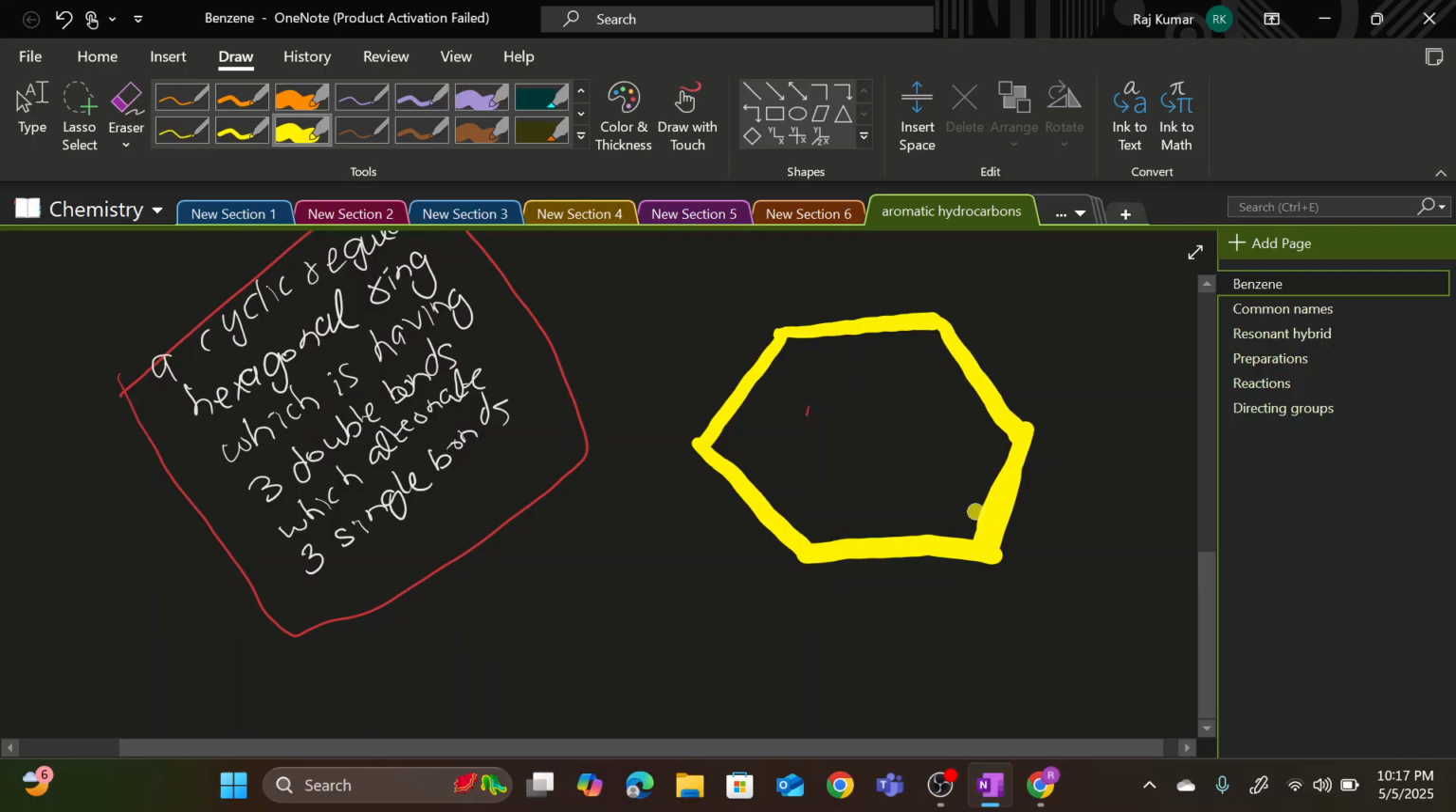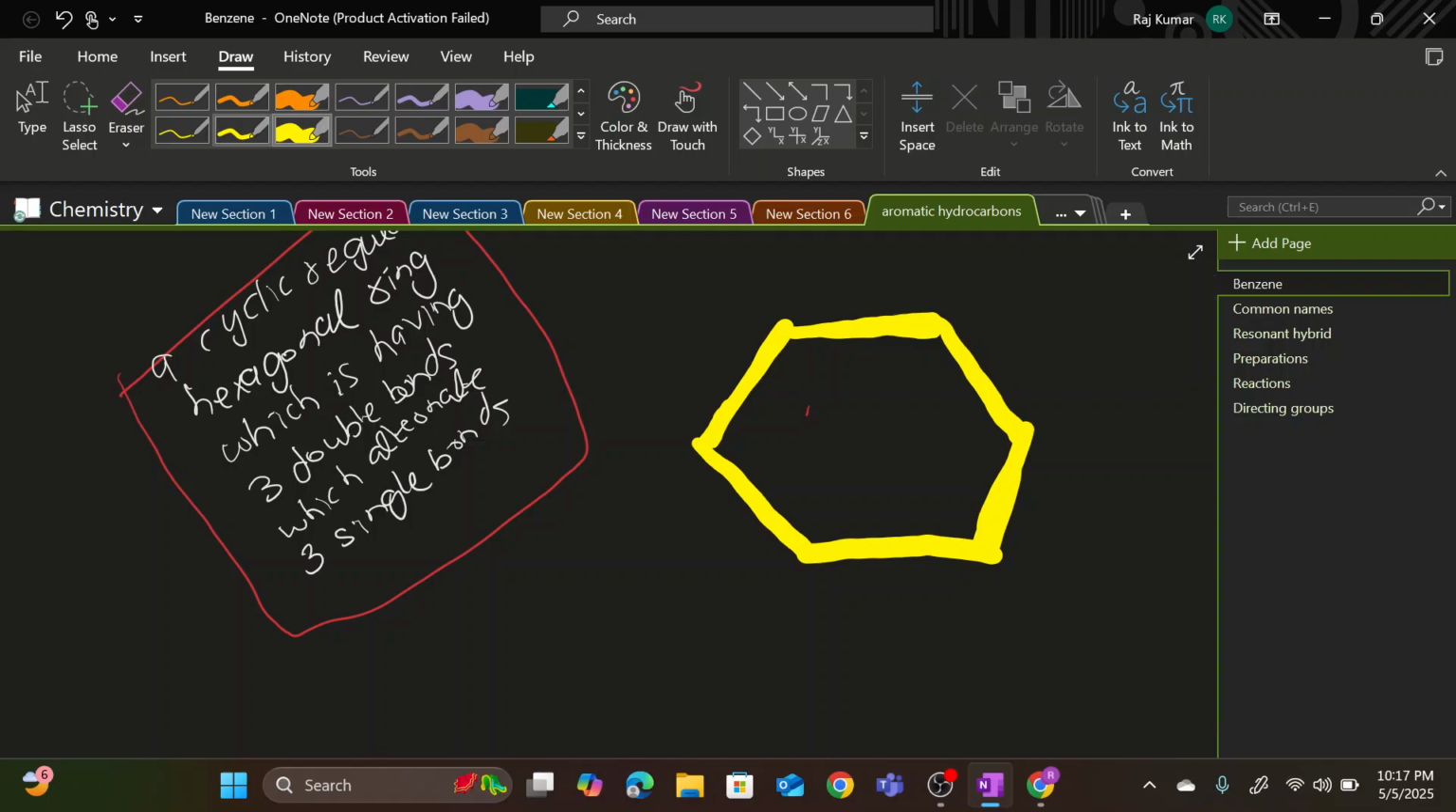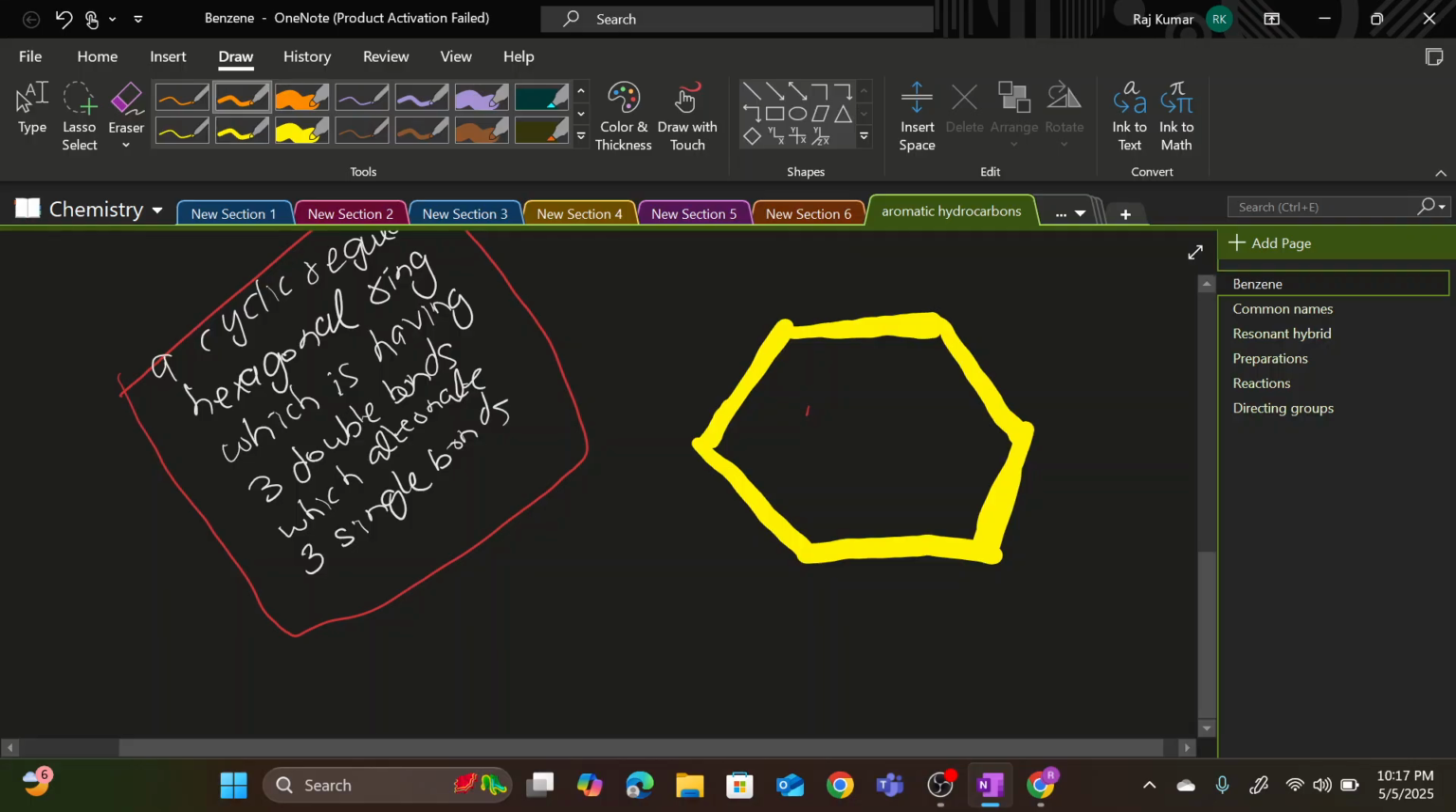This is the structure of benzene, such that this is, let's say, the benzene ring, the hexagonal ring, and there are alternate pi bonds. One double bond here, and then a single bond, and then another double bond, and a single bond, and then another double bond. So this is how the structure of benzene is drawn.